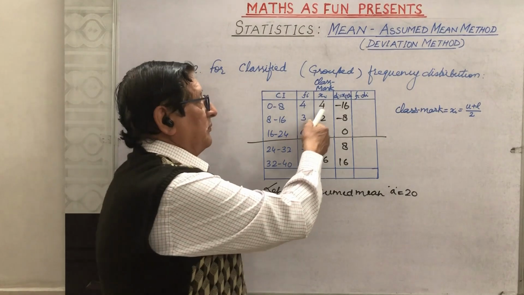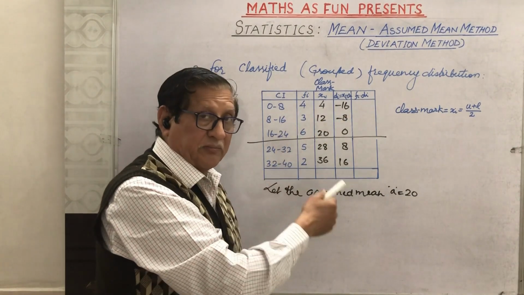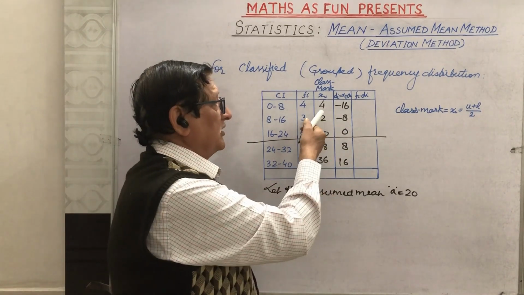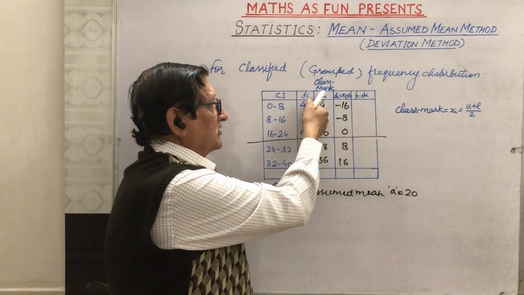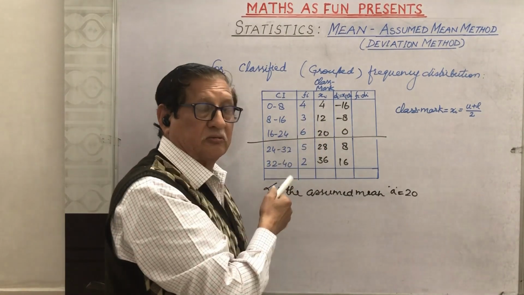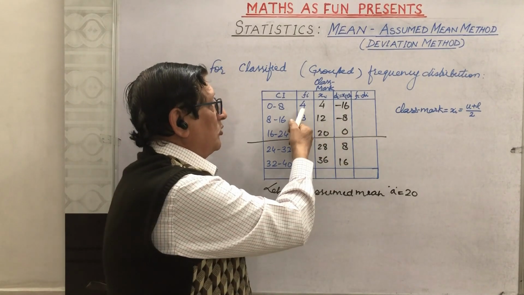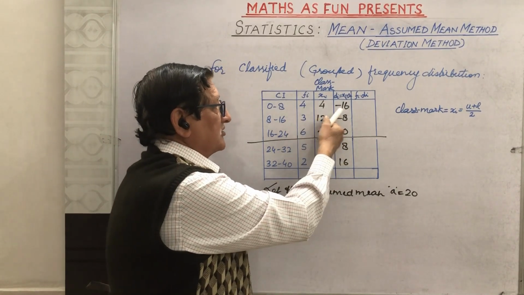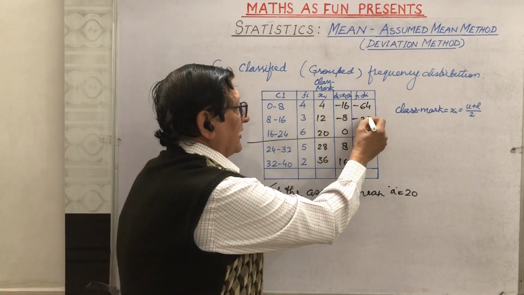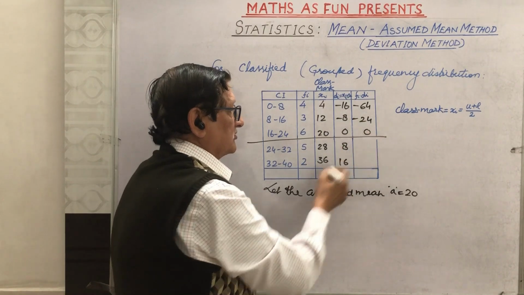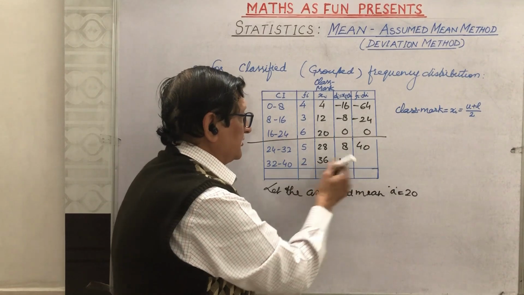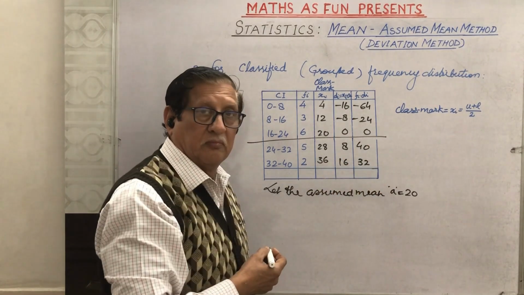And now we have to multiply Fi and Di. Please remember, we have to multiply Fi and Di, because many times it is seen that these two numbers are near, that is Xi and Di, and by mistake we multiply these two only, which are nearest. No, please remember, we have to multiply only Fi and Di. And here it is 16 into 4, minus 64, 8 into 3, minus 24, 0 into 6, 0, 8 into 5, 40, and 16 into 2, 32.